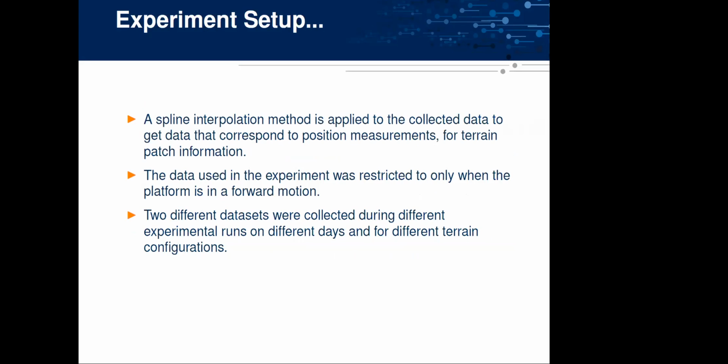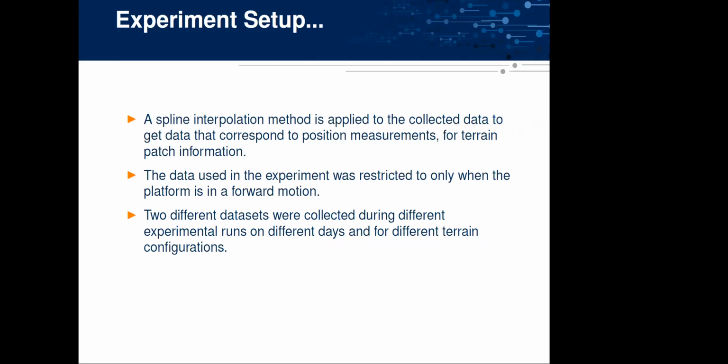So for instance, I had an IMU that published data at a rate of 50 hertz, and then I had the odometry readings that were publishing the measurements at a slower rate. So to correspond the data, I had to use interpolation, a spline interpolation method.